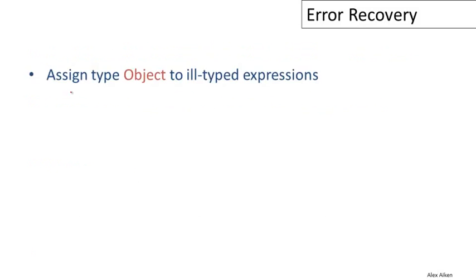One possibility is to simply assign the type object as the type of any ill-typed expression. And the intuition here is that even if we couldn't figure out what the type of the expression was supposed to be, certainly it was something that was a subtype of object, and so it is certainly safe to assign any expression the type object.